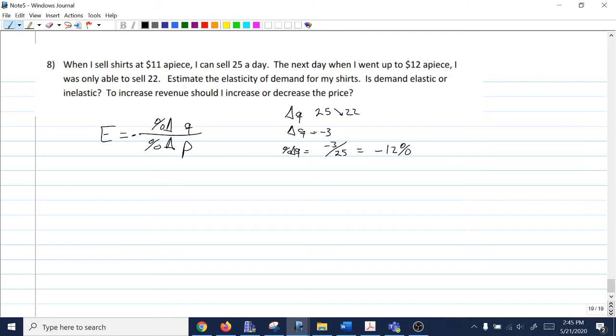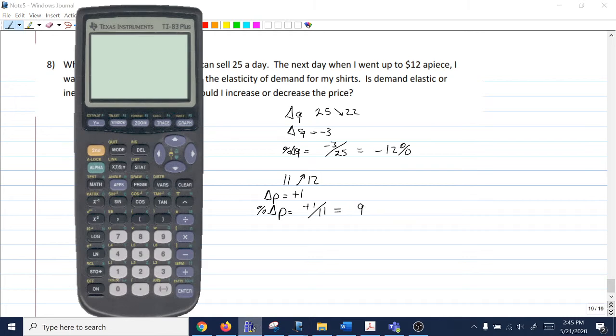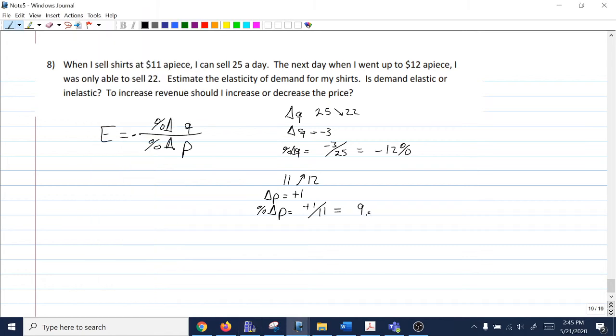How did my price change? My price went from 11 up to 12. So the change in price is +1, but I want the percent change in price. It went up by 1, out of the 11 that was my original price. 1 out of 11 is like 9%. I guess I should get digits on that. The calculator. What's 1 out of 11? It's 9.09%.